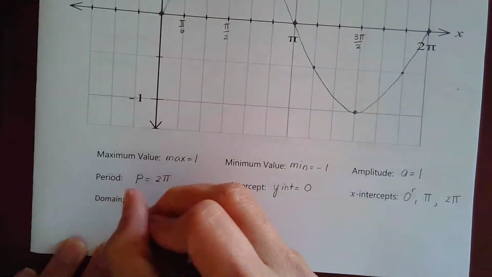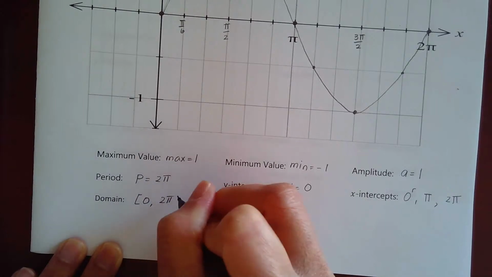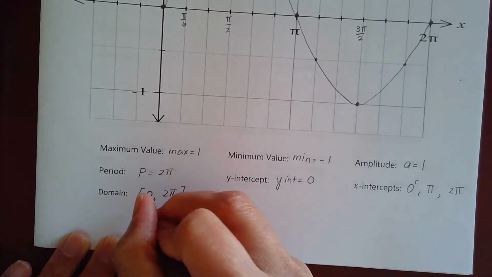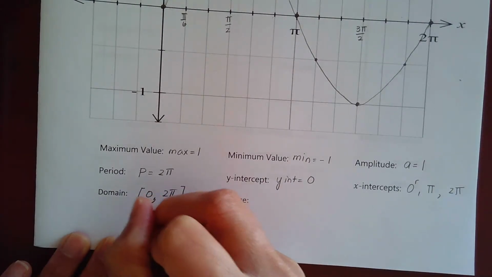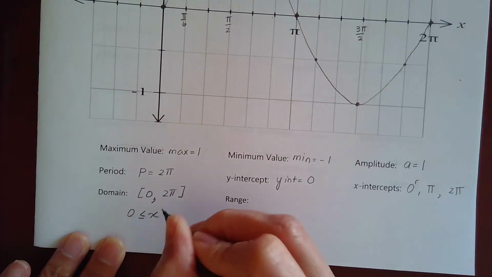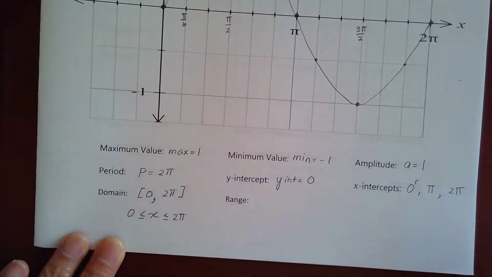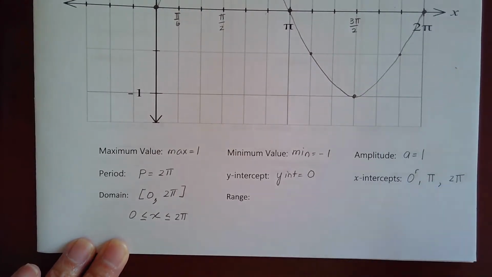So domain here is from 0 to 2 pi, including those two. Or we can say x is greater than or equal to 0 and less than or equal to 2 pi. So either one is perfectly fine, but get used to both.